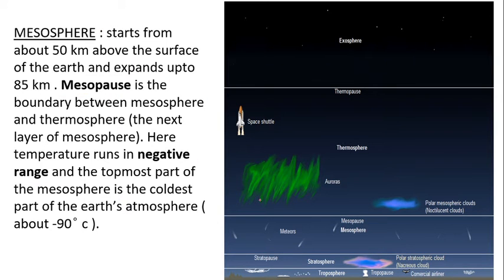Now the mesosphere starts from 50 km above the earth's surface and extends up to 85 km. Mesopause is the boundary between mesosphere and thermosphere. Negative temperature prevails in this zone and it is called the coldest part of the earth's atmosphere. Almost minus 90 degrees centigrade temperature is observed in this zone. It is mesosphere, it is stratosphere, and it is troposphere.